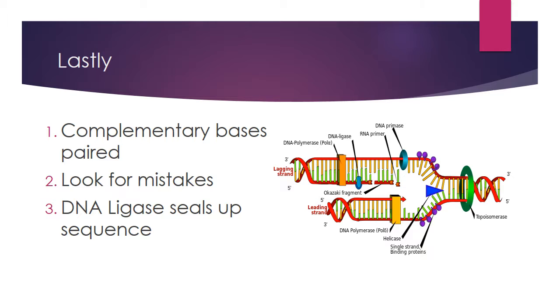Lastly, in this part, the complementary bases are starting to be paired, and then they're being checked for any errors that may have occurred during this process. After that, the DNA ligase seals the sequence. This is the ending of the replication process, but not the actual results.